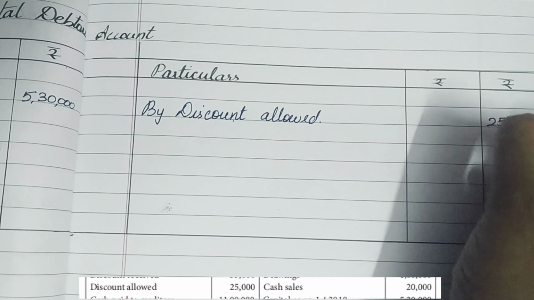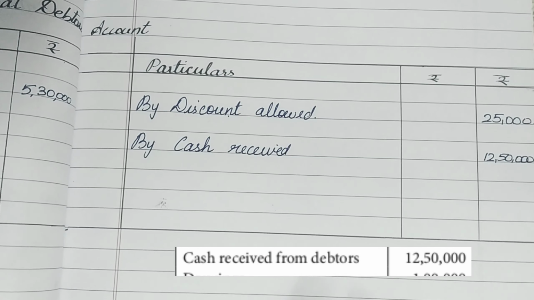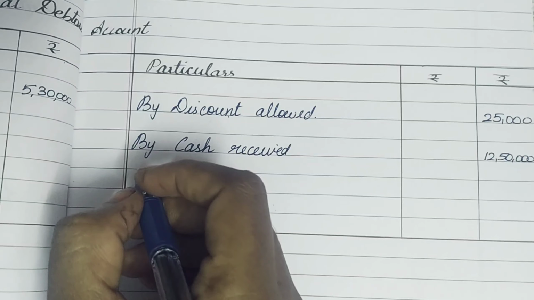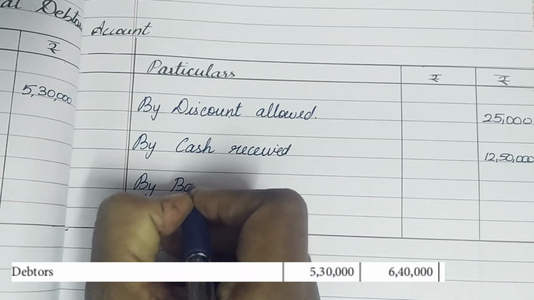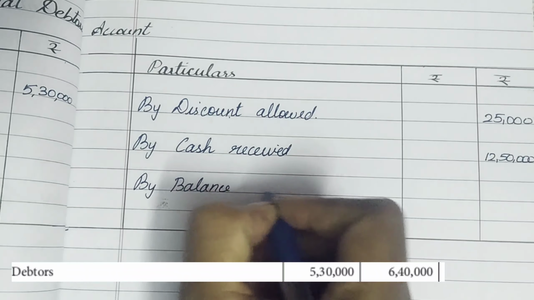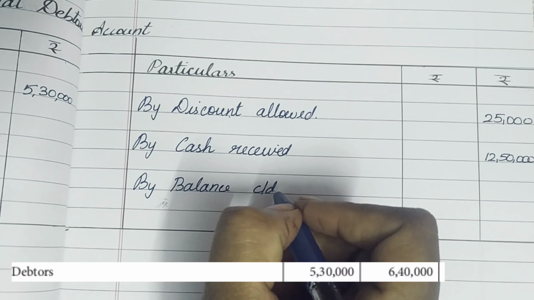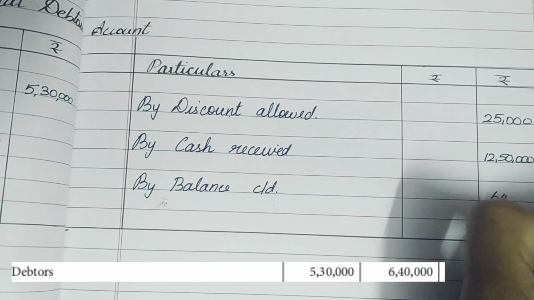The next item which I'm going to take is cash received. Cash received from debtors is 12,50,000. And the last item which I'm going to take from the problem is by balance carried down. This balance carried down can be taken from the balances given on top. Debtors 6,40,000. That is the closing balance of debtors, which is the balance carried down.